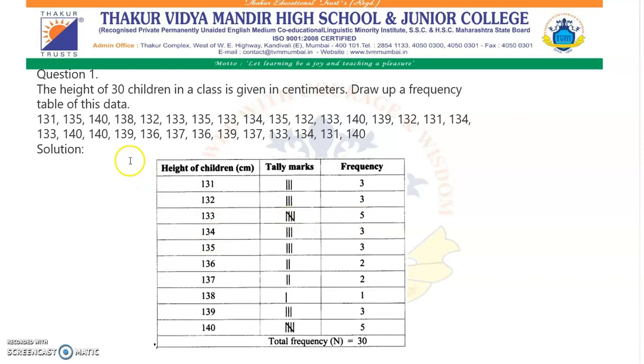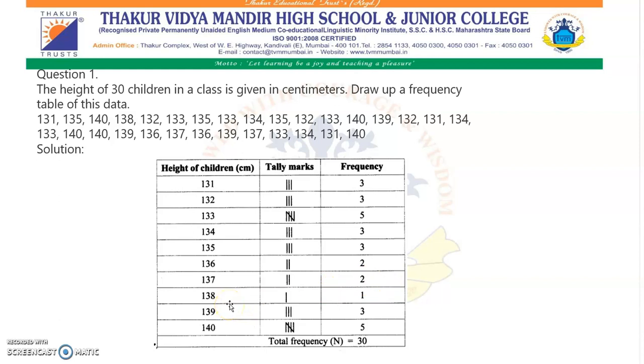And 134, it occurs how many times? 3 times. Count from here. 134 occurs 3 times, 3 vertical lines, frequency is 3. Same way 135 occurs 3 times, 3 vertical lines, frequency is 3. 136 occurs 2 times, so 2 vertical lines, frequency is 2. 137 occurs 2 times, see 1 and 2, then write 2 vertical lines, frequency is 2.